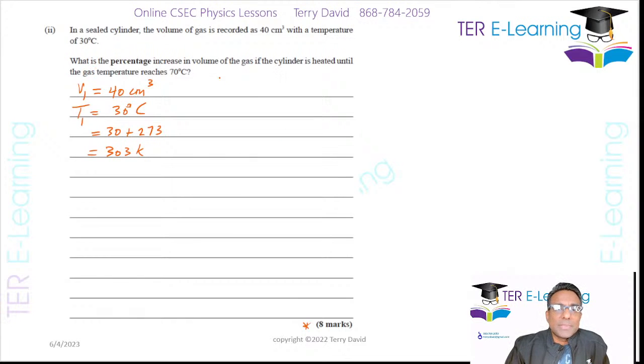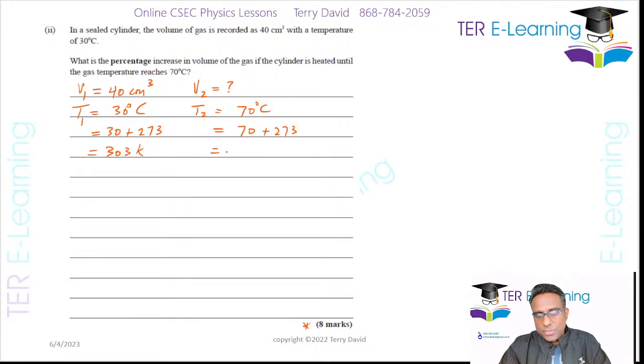Now, what is the percentage increase in the volume? We don't know what the volume is, V2. Your T2, they said it's 70 degrees Celsius, but we have to convert that into Kelvin. So that's going to be 70 plus 273, which is 343 Kelvin. So you're getting marks for doing that conversion, converting things to Kelvin.